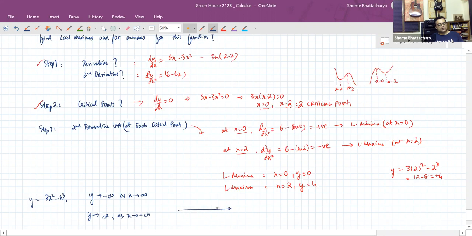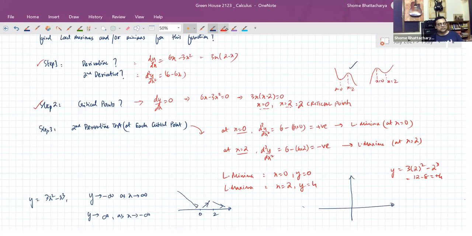If you analyze on the number line, you can see that 0 and 2 are critical points. So the function will basically be decreasing to a minima here, then increasing to a maxima here, then again decreasing towards minus infinity. So we can now analyze that the graph of the function will be like this one. And in this, 0, 0. Then 2, 4. So let's say that point is this. So the graph would be like this.